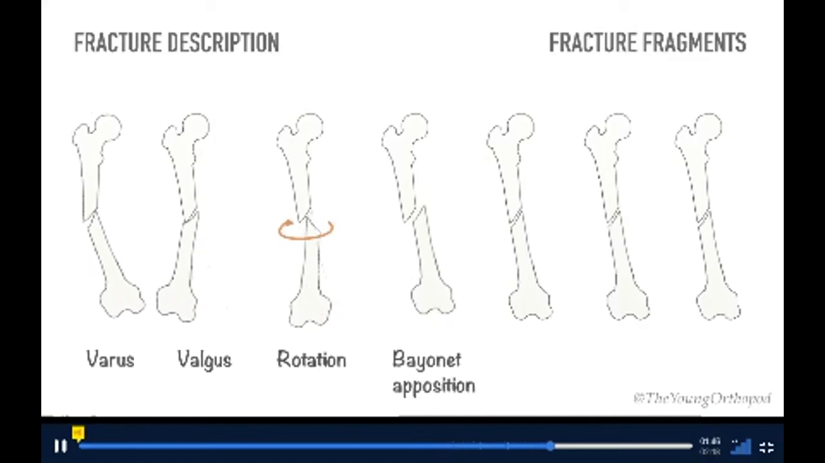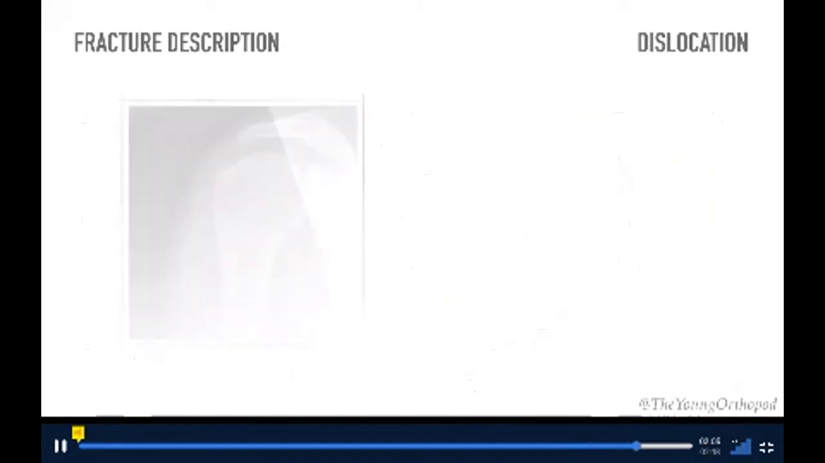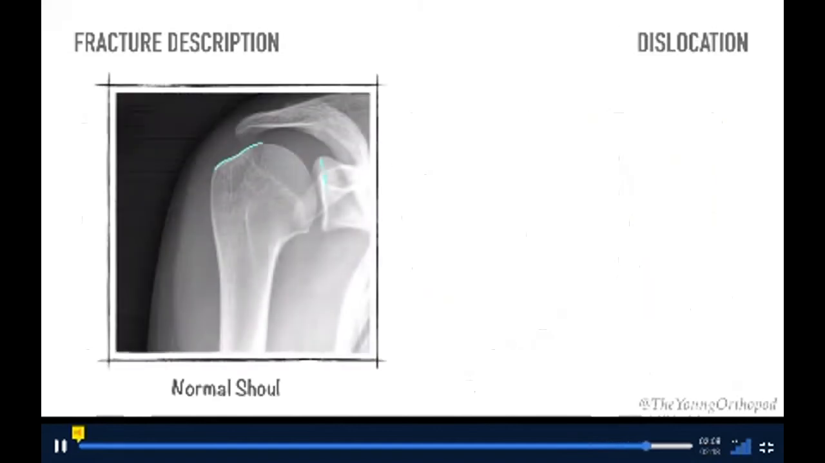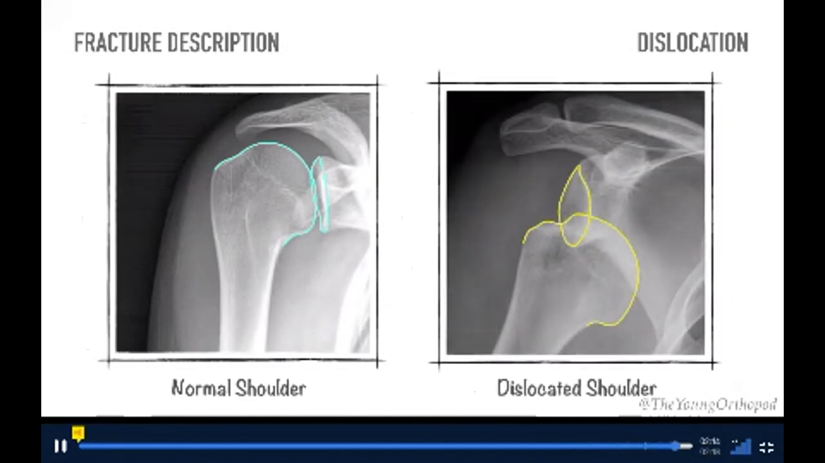Bayonet apposition means overlap of fracture fragments in the longitudinal axis. Distraction is the displacement in the longitudinal axis of the bones. The fracture can also be medially or laterally displaced, depending on the position of the distal fragment. Subluxation or dislocation of the joint is present if there is disruption of normal relationship of articular surfaces. One must also note the direction of the dislocation.